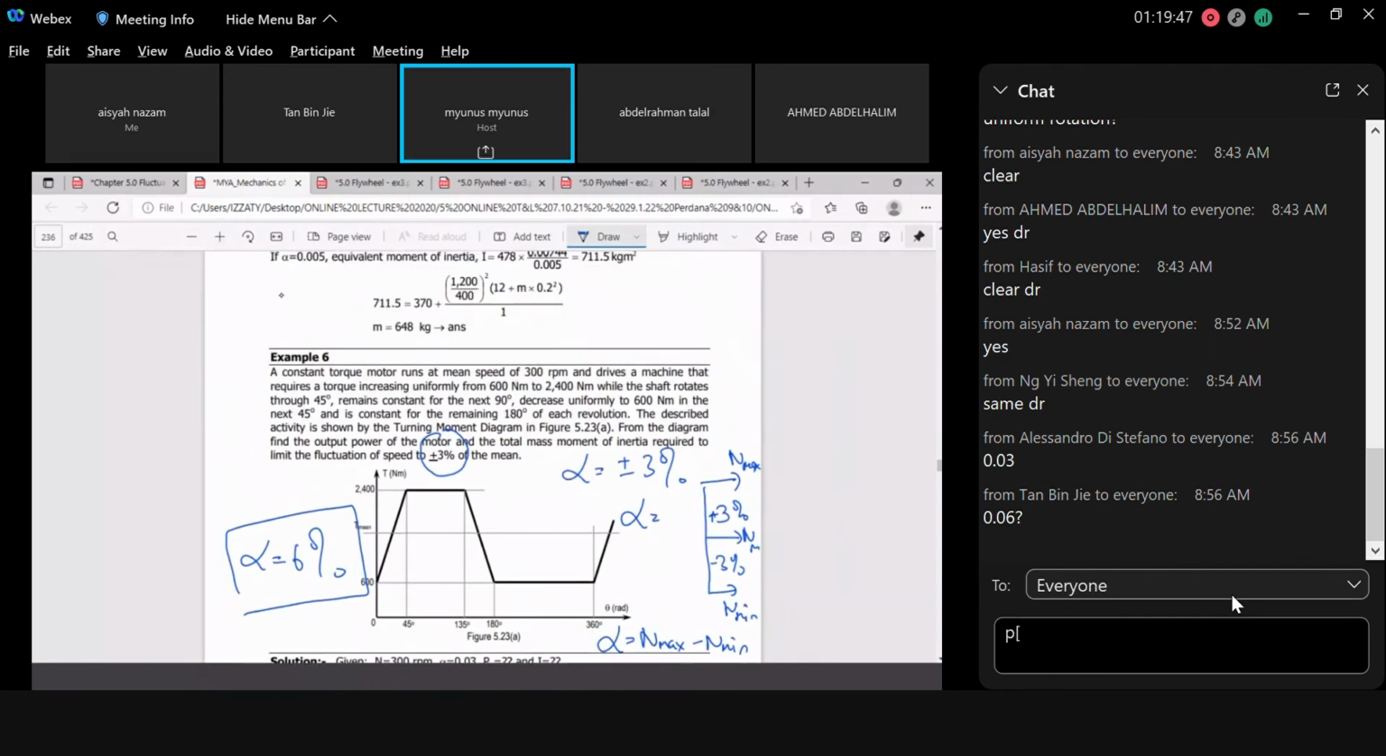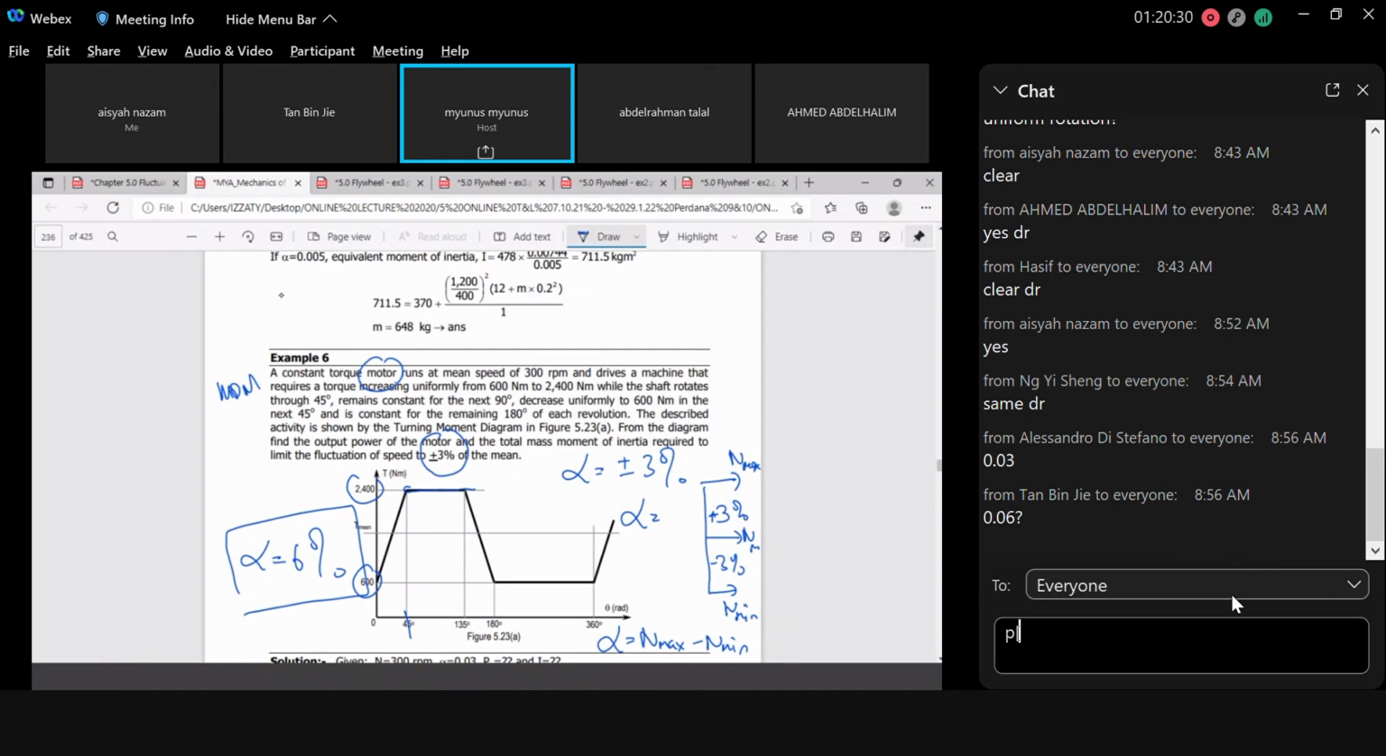If you read the question here, they always mention a constant torque motor. So this one is a motor driving a machine, isn't it? This one is mean speed 300, driving a machine that requires a torque increasing uniformly from 600 to 2000 in the next 45, then constant for the remaining 180 in each revolution, as shown in this Tenimon diagram. So from the diagram, find the output power of the motor.